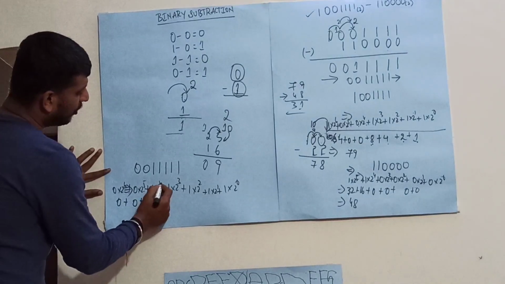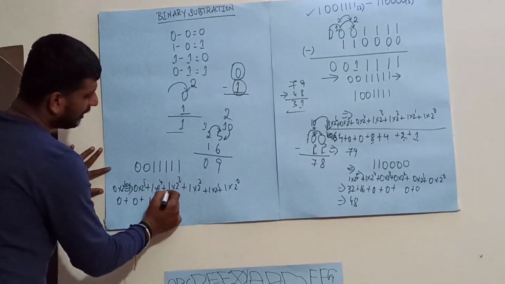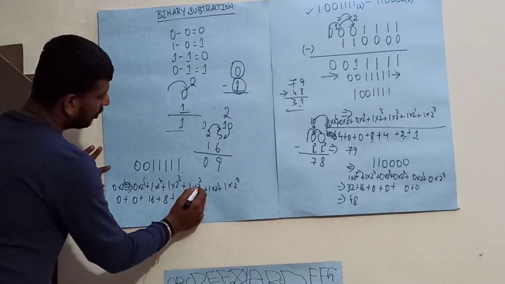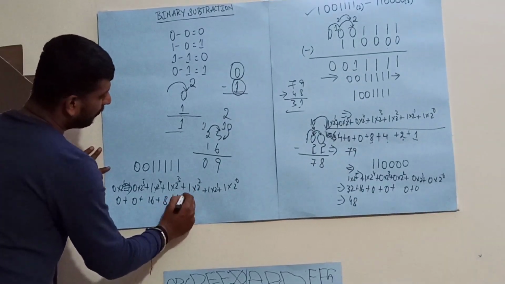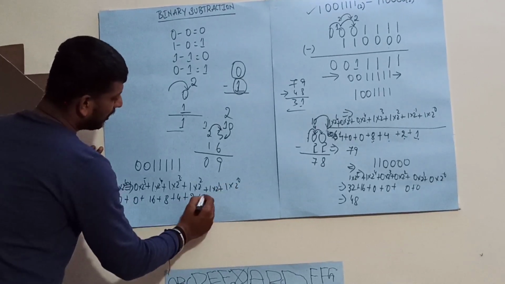2 to the power of 4 is 16. 2 to the power of 3 is 8, and 8 into 1 is 8. 2 to the power of 2 is 4. 2 to the power of 1 is 2. 2 to the power of 0 is 1.